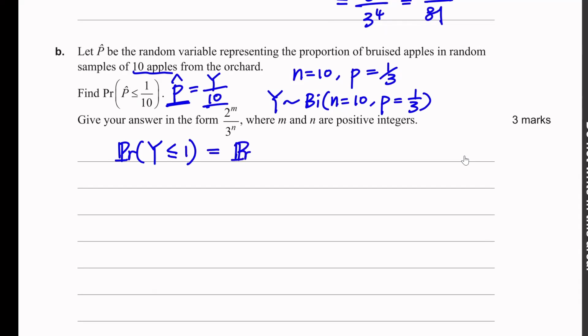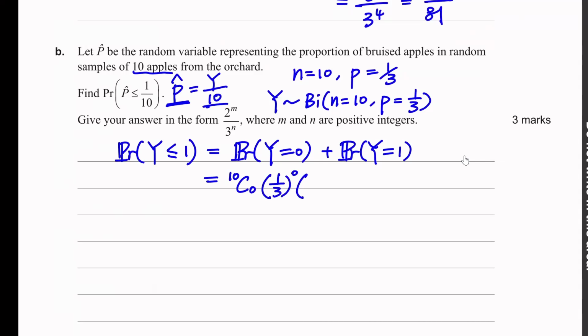So that is actually probability Y equals 0 plus probability Y equals 1. For 0 bruised apples, that is 10 choose 0, (1/3) to the power 0, and (2/3) to the power 10, plus 10 choose 1 times 1/3 times (2/3) to the power 9.